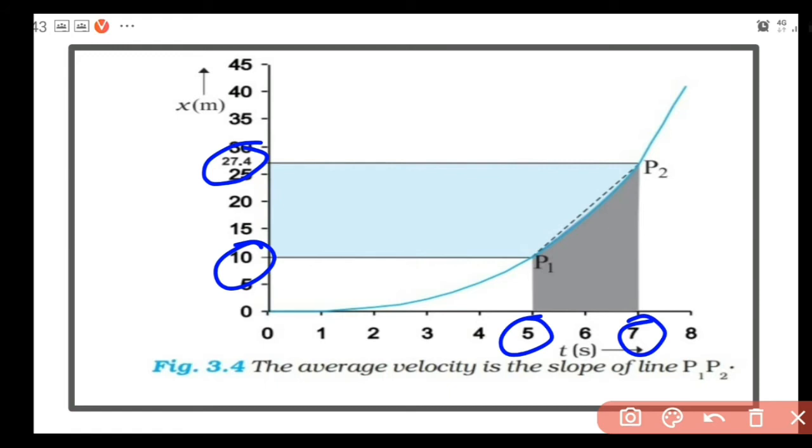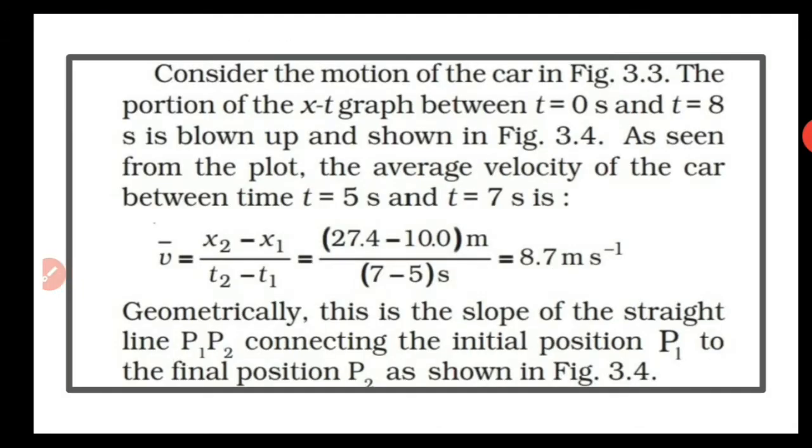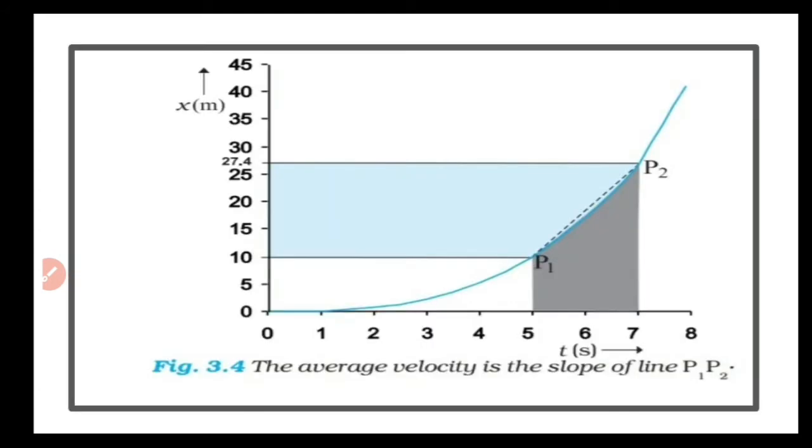Now using the expression for average velocity, we can find the average velocity. Average velocity is x2 minus x1 by t2 minus t1. So for that graph, we get 27.4 minus 10 by 7 minus 5, which gives 8.7 meter per second. So the average velocity is 8.7 meter per second.